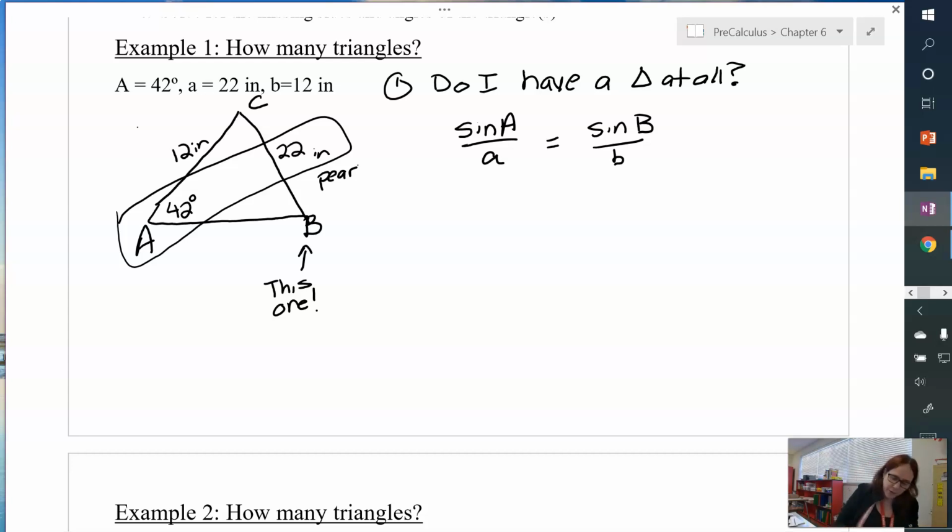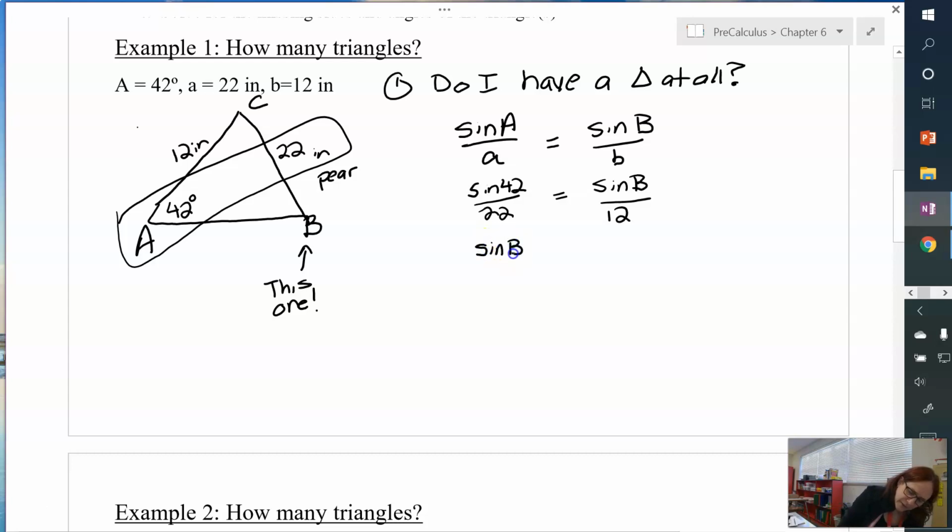So plug in what you know. So the sine of 42 over little a, which is 22, equals the sine of B over little b, which is 12. Now I'm trying to solve for B. So what I need to do is just multiply both sides by 12. That's going to give me sine of B is going to equal 12 times the sine of 42 over 22. And go ahead and punch that in your calculator. This is degrees, so use degree mode.